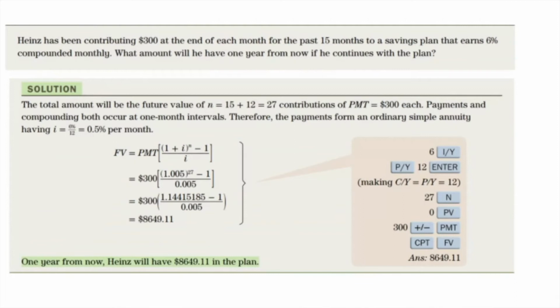Here's a fuller example that you'll also find in your textbook. Heinz has contributed $300 at the end of each month for the past 15 months to a savings plan that earns 6% compounded monthly. What amount will he have 1 year from now if he continues with the plan?